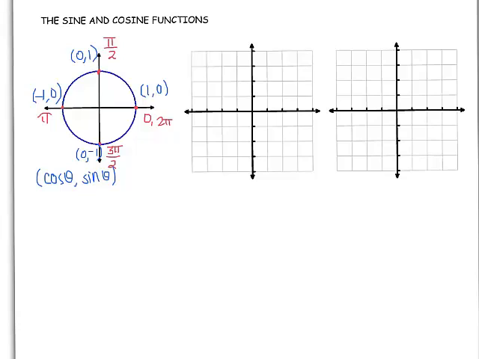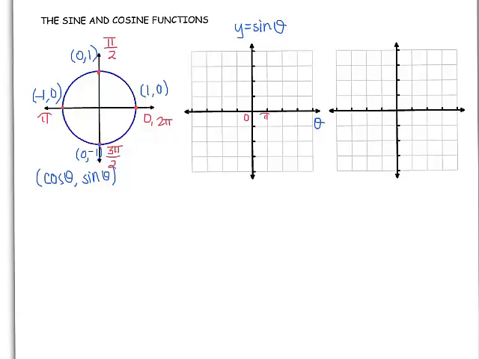So what I'm going to do on these graphs here is graph the sine and cosine functions. I'm going to call the x-axis theta, and we're going to do sine first, so I'm going to call the y-axis sine of theta. I'm going to label this x-axis just like I labeled around the circle. So the origin's going to be 0.